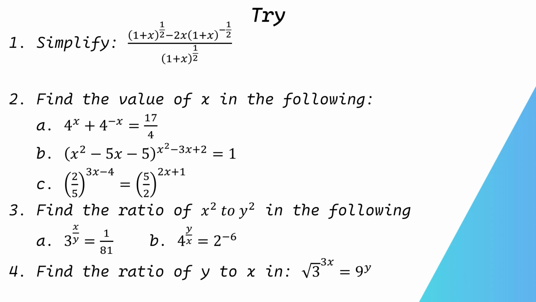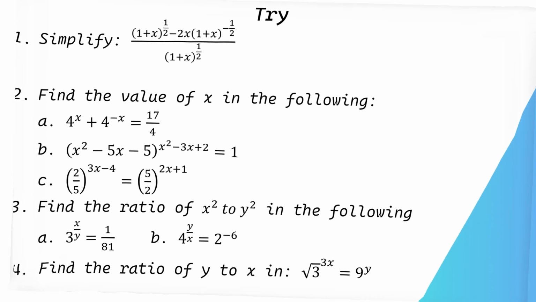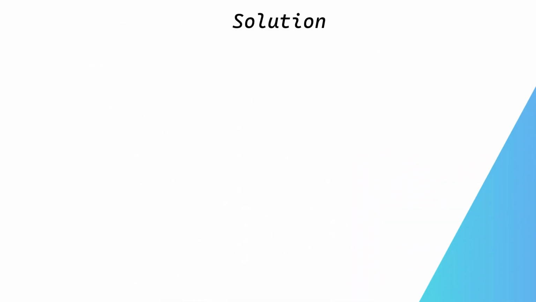Let's start with the first one. We're expected to simplify this expression. How do we go about it? Okay, so let's first make an observation. Realize that here we have 1 plus x to the exponent negative 1 on 2. What can that do for us?